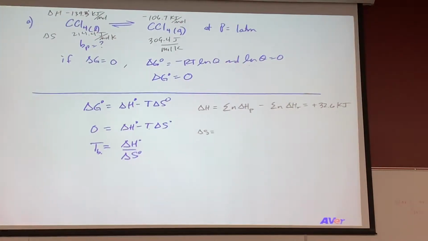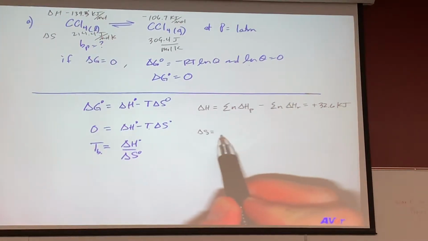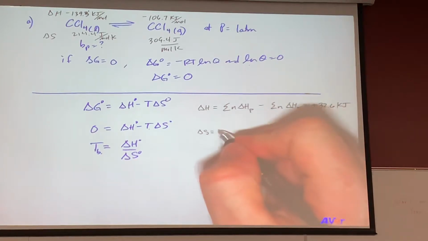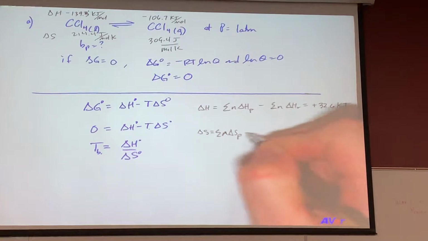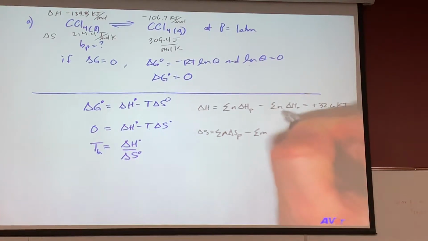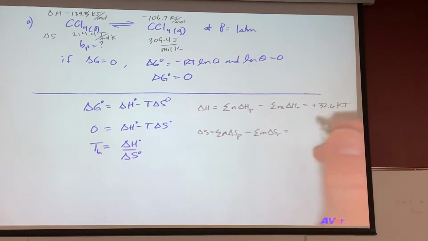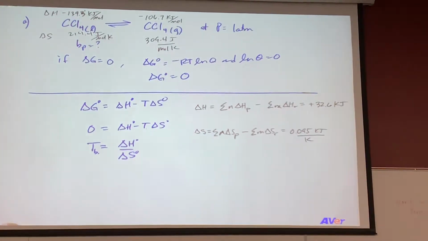Okay. Same thing for the delta S numbers. You'd say you have the sum of delta S products minus the sum of delta S reactants. The number you get here, I'm going to convert it to kilojoules. Okay, stop right there. What questions do you have at this point?